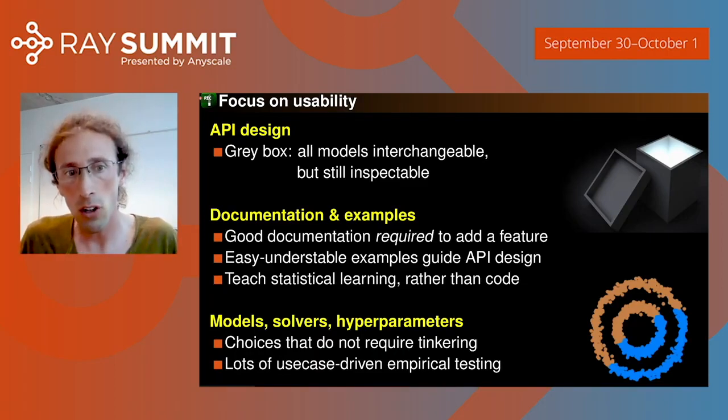When we integrate code, when we integrate a statistical model, a solver, when we make choices of hyperparameters, each time we make those choices, we choose the option that does not require tinkering from the user. And this is actually a very difficult problem. And we do this via a lot of use case-driven empirical testing.